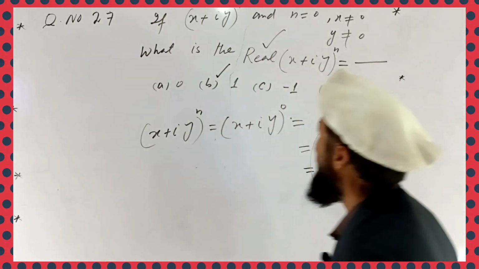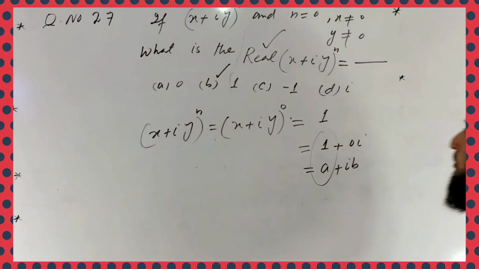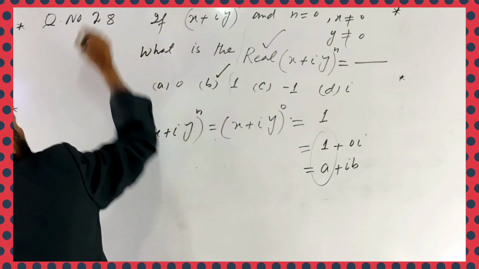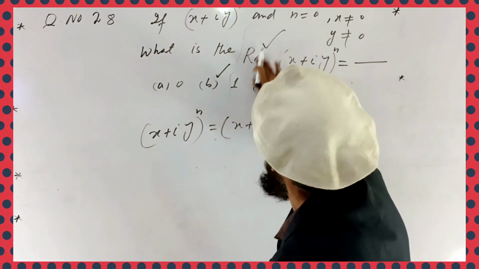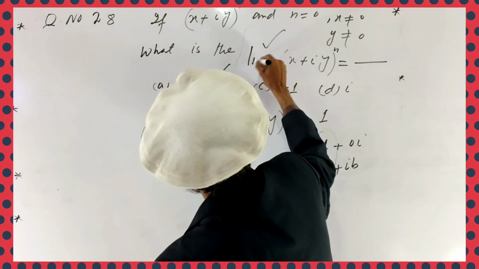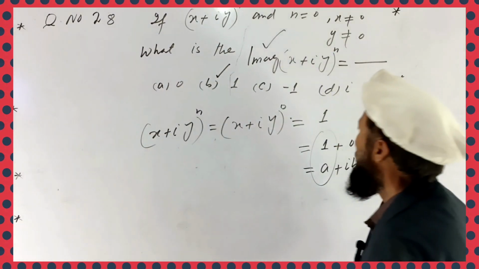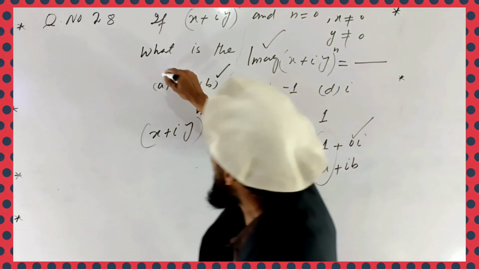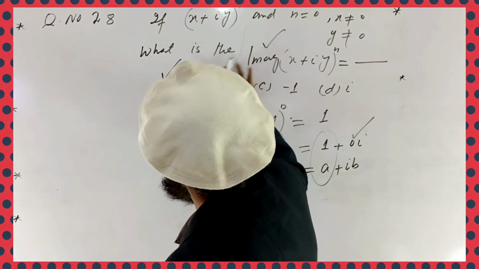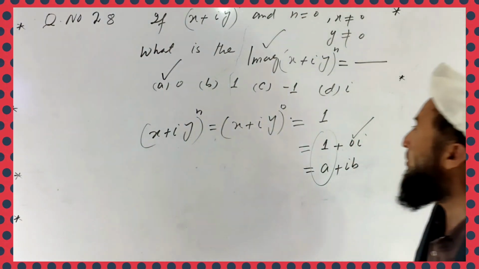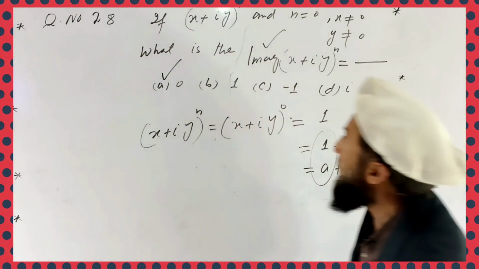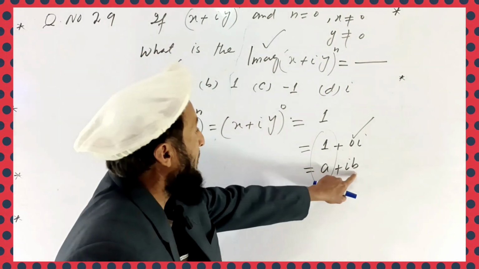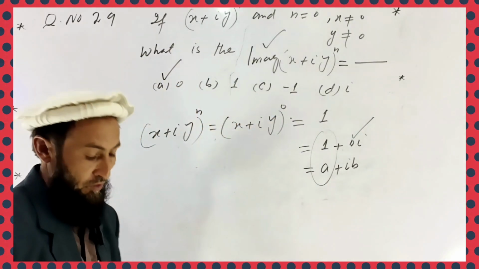If the same question is asked, and we change question number 29 to ask what is the imaginary part, the question is changed here. What is the imaginary part? In the same situation, the imaginary part b is equal to 0. So the result will be equal to 0.